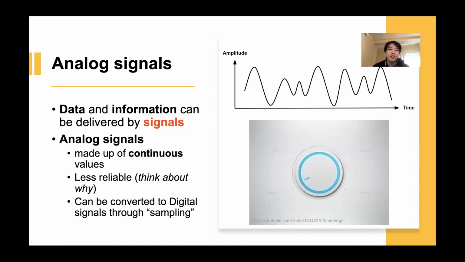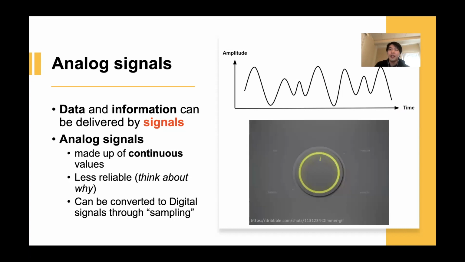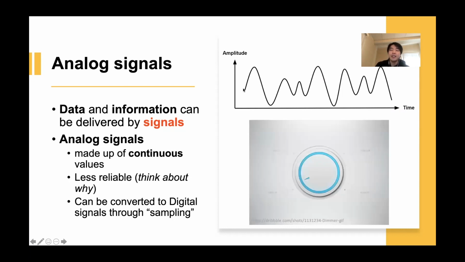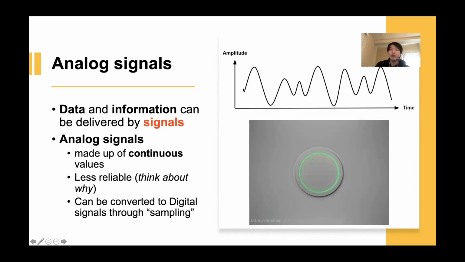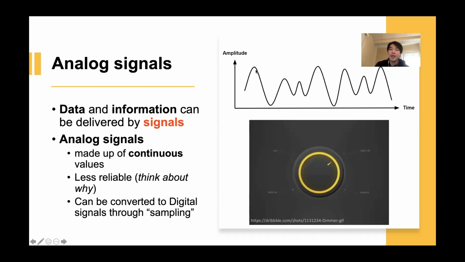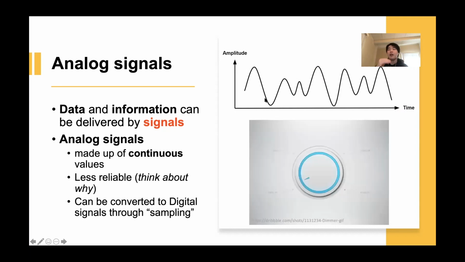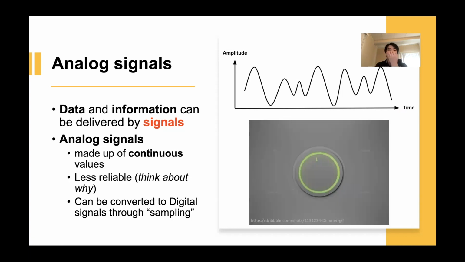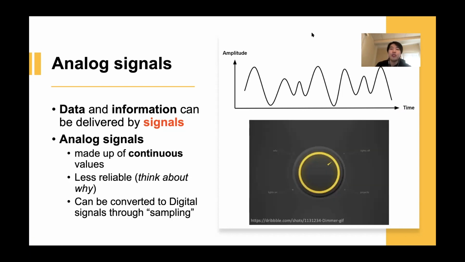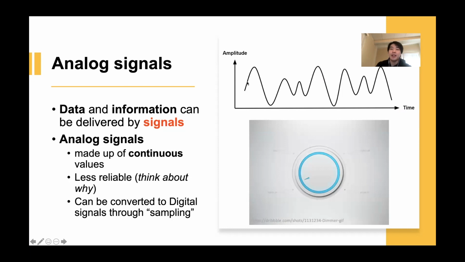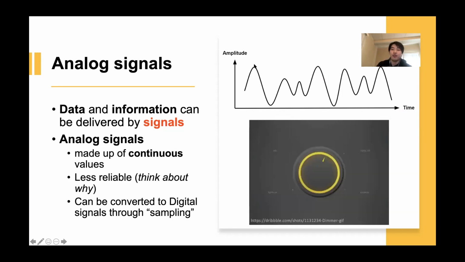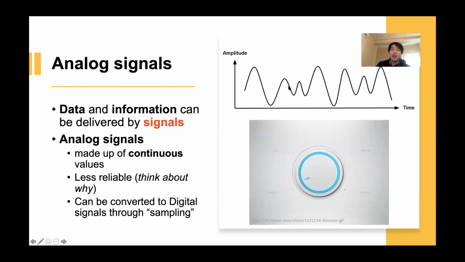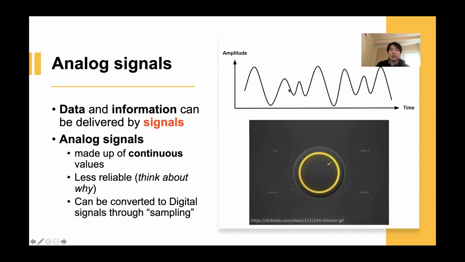Now, analog signals are made up of continuous values, as you can see on the right. As time goes by, the signal can move continuously. It can go up and down, and you can see that there's no gap, right? It's all continuous, meaning you're able to draw this graph without picking up your pencil. So that's what it means to be analog. It's continuous.